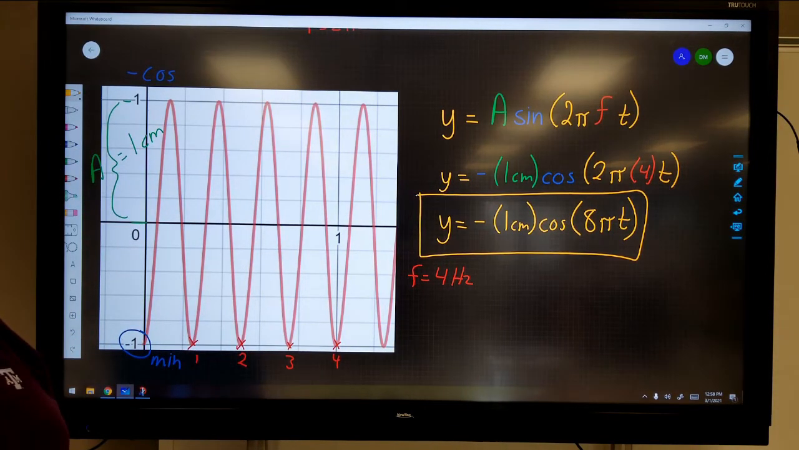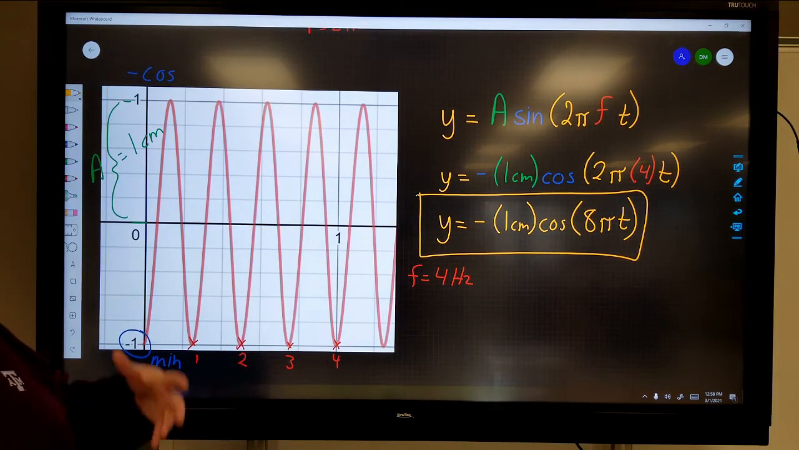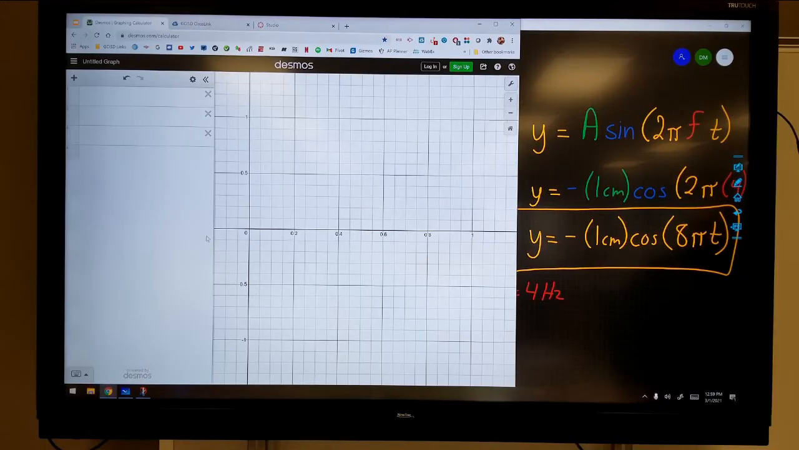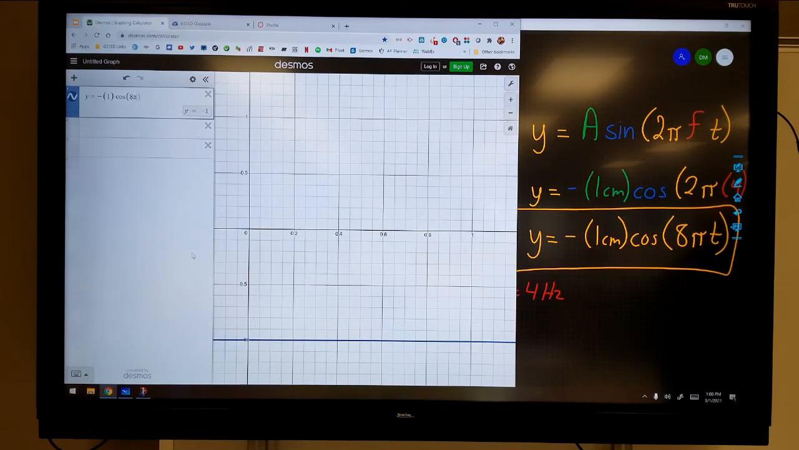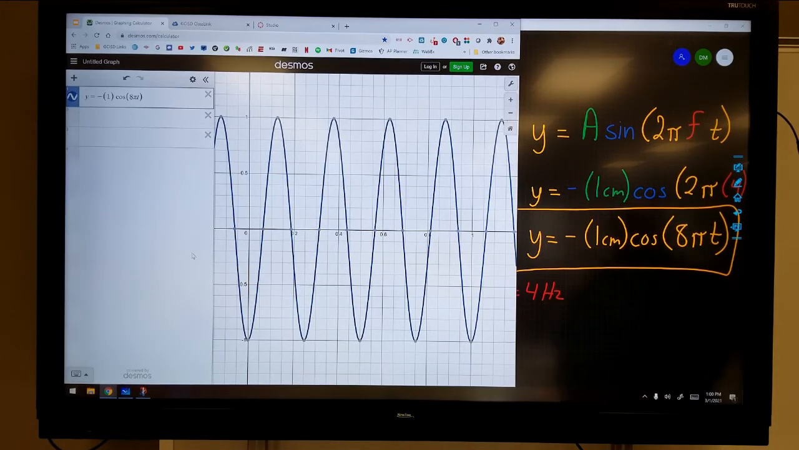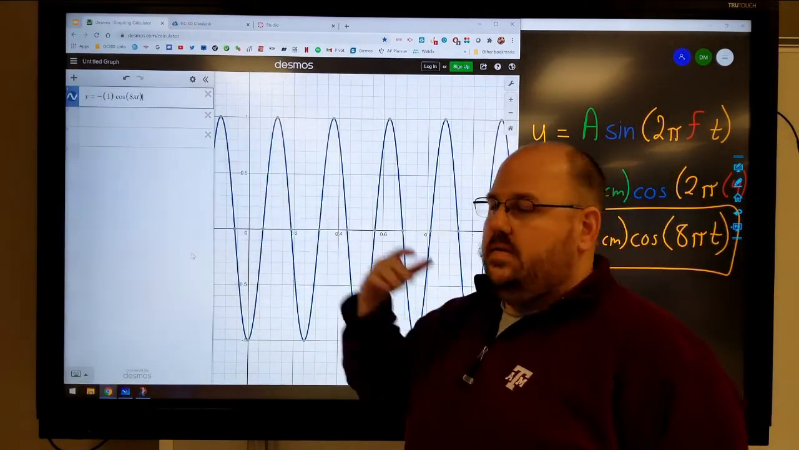Okay, if you wanted to, we could go ahead and check ourselves by graphing it again and seeing if the graph we get using a graphing calculator looks something like that. Okay, so pulling up a blank graph in Desmos, I'm just going to type in the equation we got over here. So y equals negative 1 cosine 8 pi, and then times t, close parentheses. And so there's the graph that the graphing calculator gives us when we type it in.